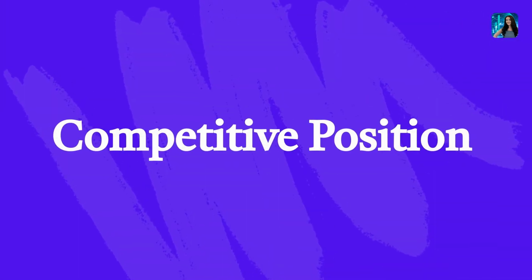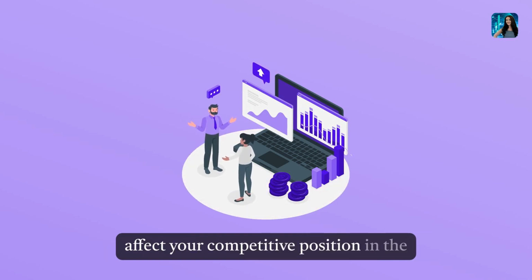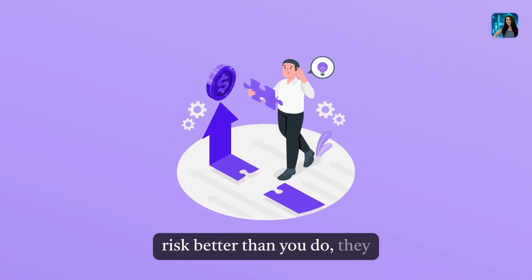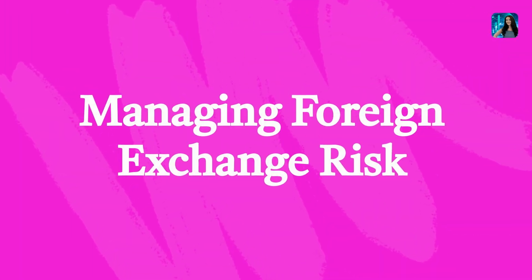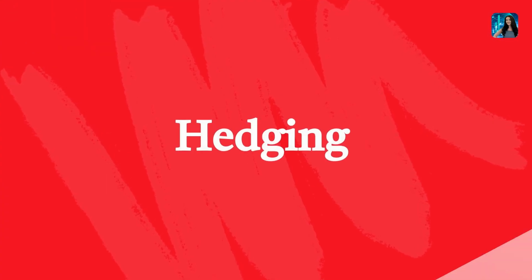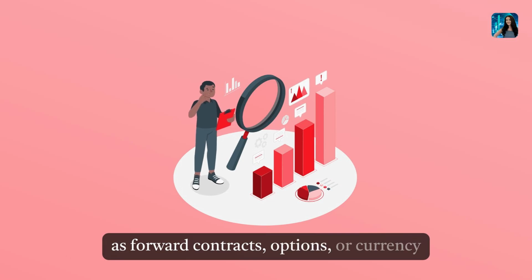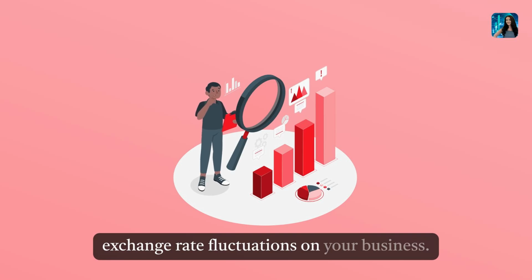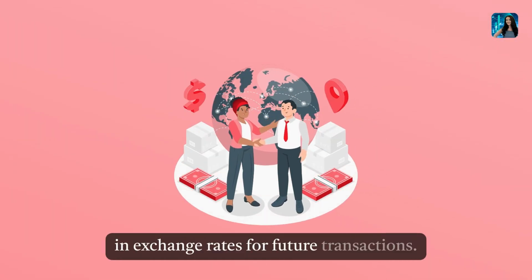Competitive position. Unanticipated changes in exchange rates can affect your competitive position in the market. If your competitors manage foreign exchange risk better than you do, they may have a cost advantage that could affect your market share. Managing foreign exchange risk. Hedging. Hedging involves using financial instruments, such as forward contracts, options, or currency swaps to mitigate the impact of exchange rate fluctuations on your business. This strategy allows you to lock in exchange rates for future transactions.